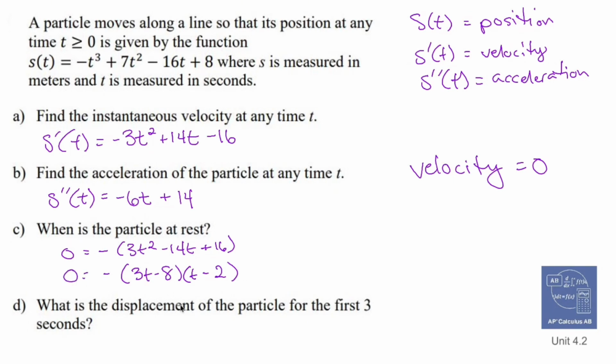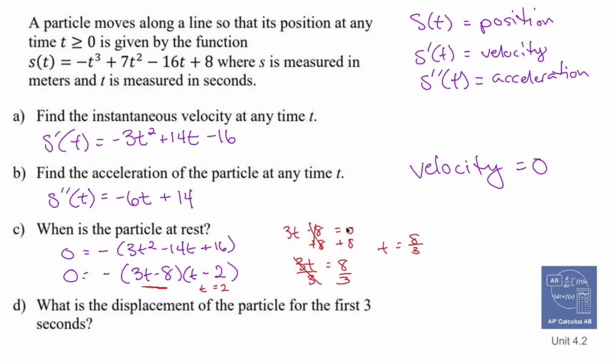What I need to do is I have two factors here. The obvious factor is going to be t equals 0, so that's good news. The other one I'm going to set equal to 0 and solve, so 3t minus 8 equals 0 has me adding 8 to both sides, 3t equals 8, divide by 3, t equals 8 over 3.